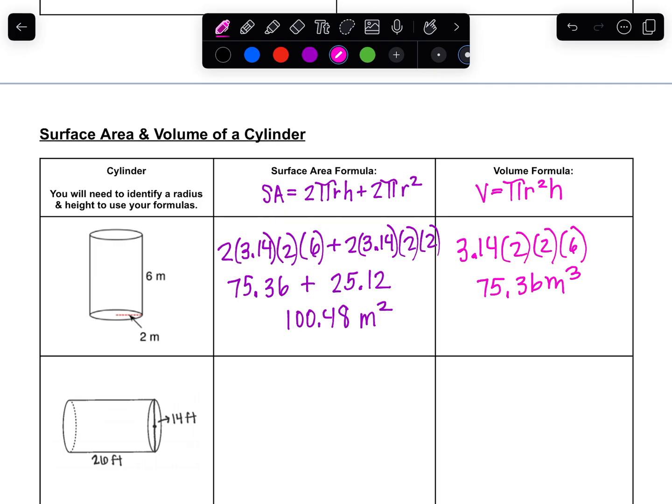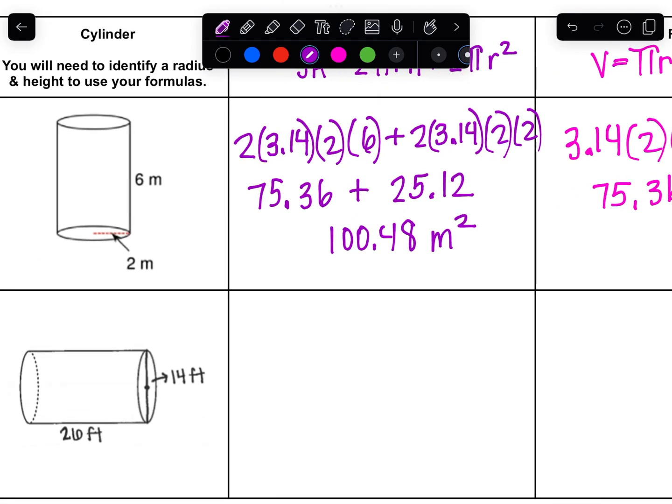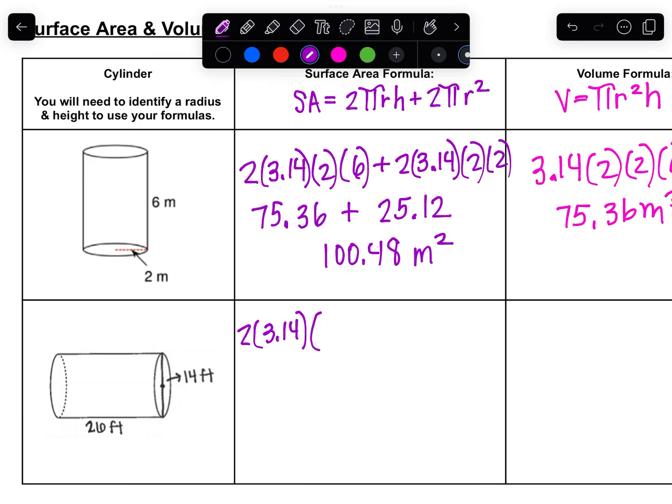The only difference on example number 2 is that you have that cylinder laying on its side, and I noticed that the line going through the center is the diameter, and I mostly need a radius for these type of calculations. So I just have to be pretty careful. So I still have 2 and 3.14. And then I need, looking at my formula, the radius and the height. The radius is 7, and although it's laying down, the height is 26. So just be really careful with those.